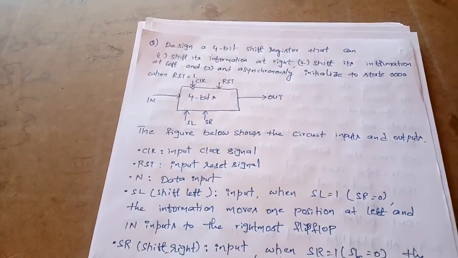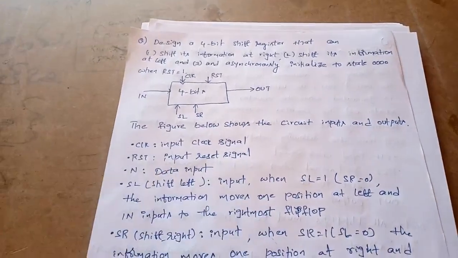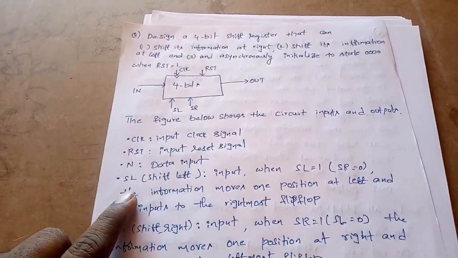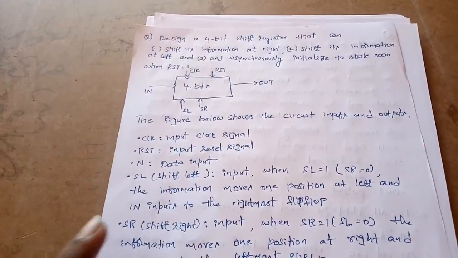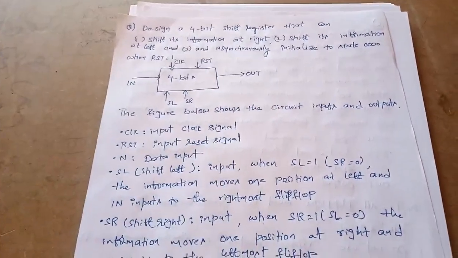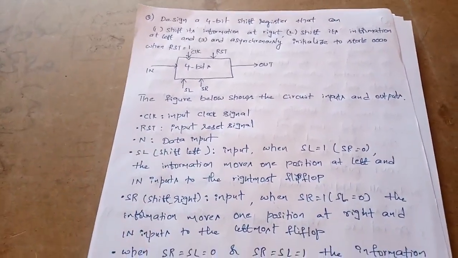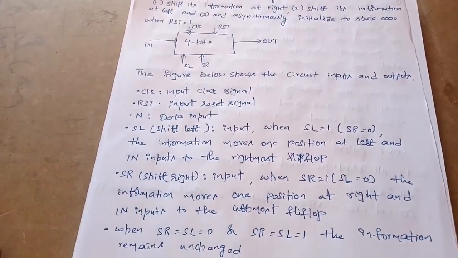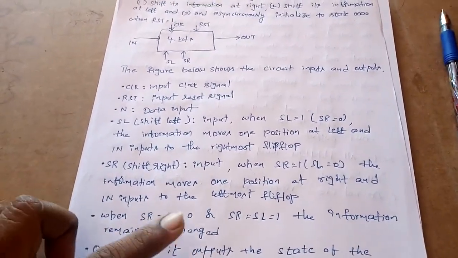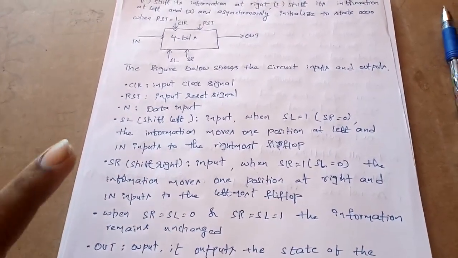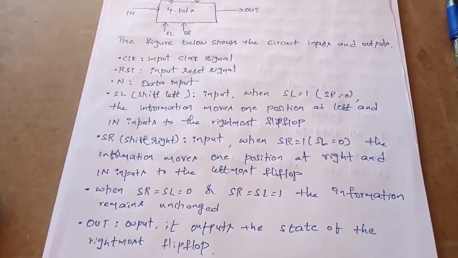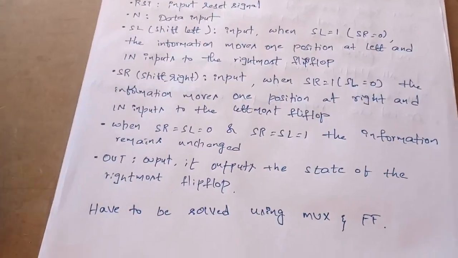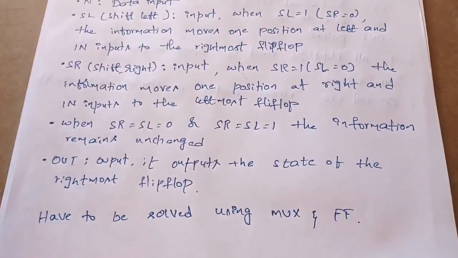Here the clock is the input clock signal, reset is the input reset signal, in is the data input, and SL is the shift-left input. When SL is equal to 1 and SR is equal to 0, the data has to be shifted left. When SR is equal to 1 and SL is equal to 0, the data has to be shifted right. When SR and SL are both 0 or both 1, the information in the shift register should be unchanged, and the output is the state of the rightmost flip-flop. This has to be solved using only a mux and flip-flops.